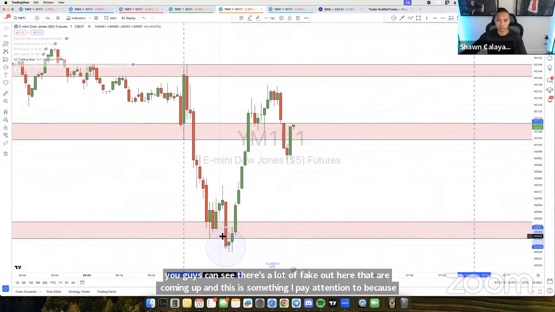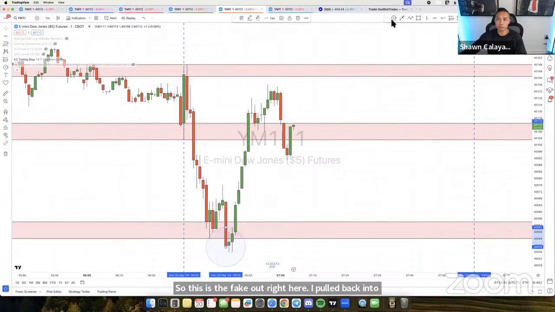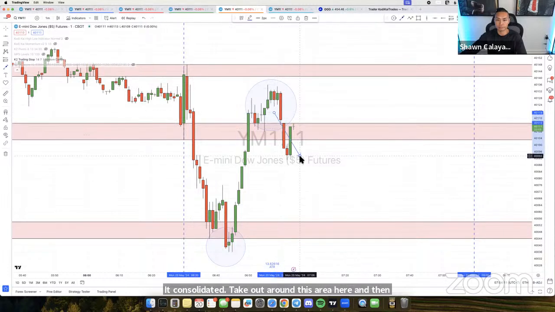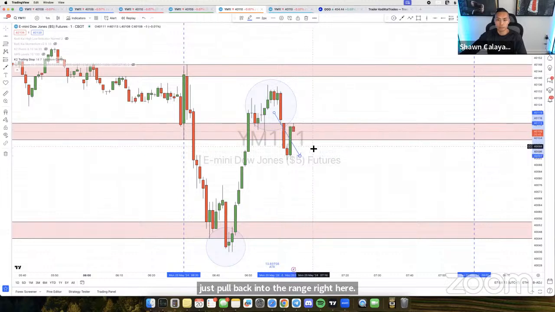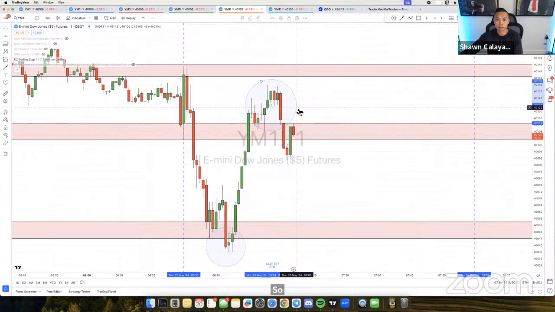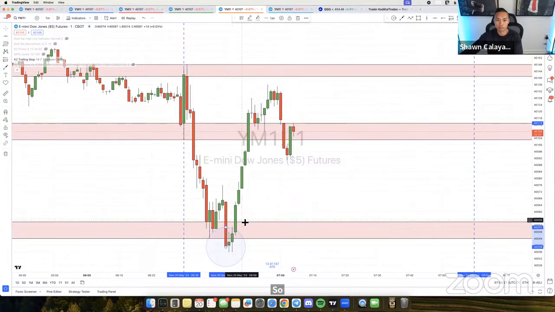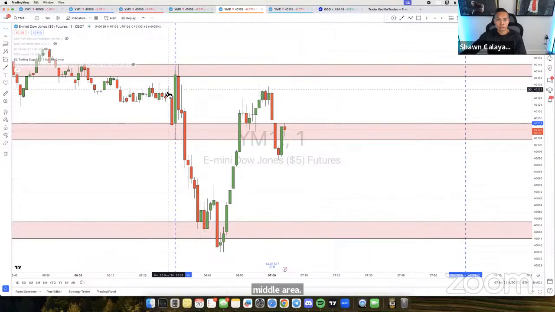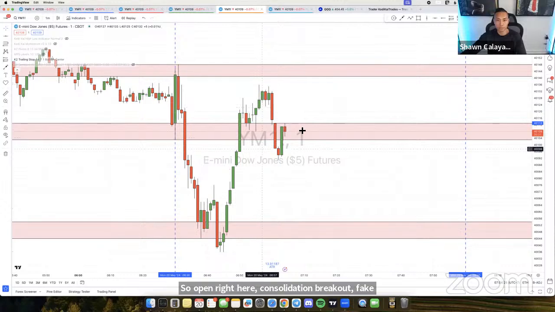Price pulled back into the range. Then price pushed up right here. It consolidated, fake out around this area up here, and then just pulled back into the range right here. And now it's just kind of consolidating within this middle area. So open right here, consolidation, breakout, fake out, fake out.